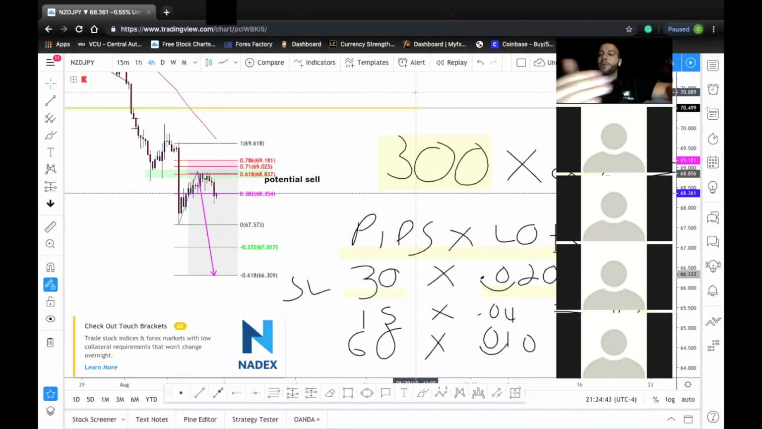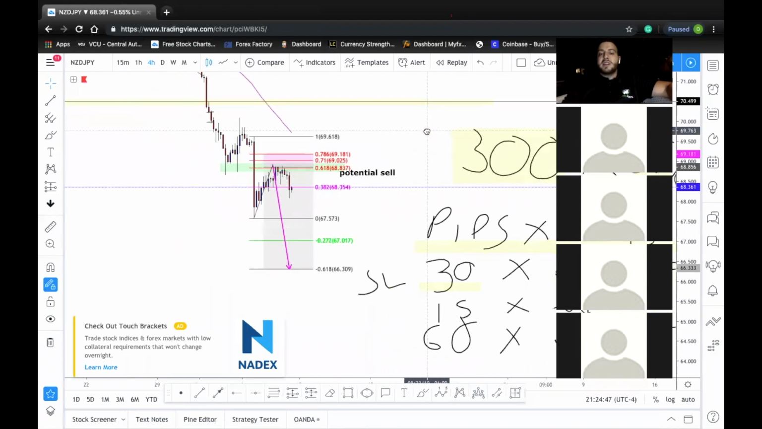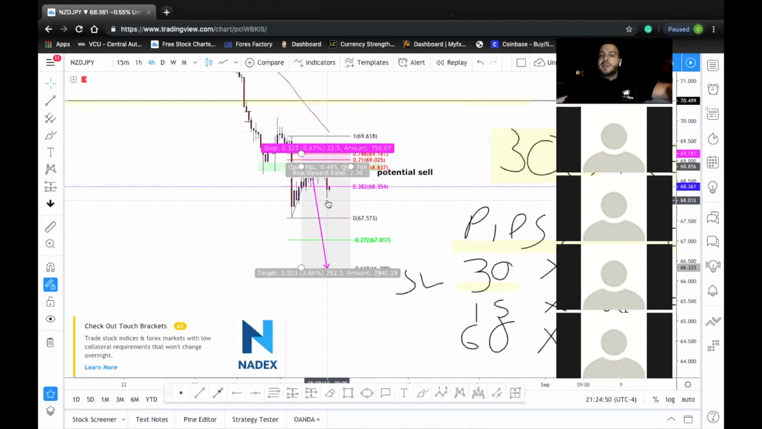You're not applying proper risk management. So these are the proper risk management principles that you guys should be applying. It's 2% of your account at any one time. And you can use this tool to measure the trades.